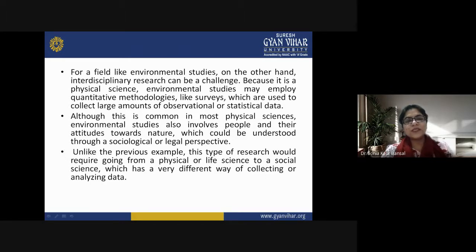Unlike the previous example, this type of research would require going from a physical or life science to a social science, which has a very different way of collecting and analyzing data. This is how interdisciplinary research works. Sometimes it can be very challenging because all the streams cannot be accommodated all the time. But when you are employing quantitative methodologies like surveys, you can collect a large amount of observational or statistical data.